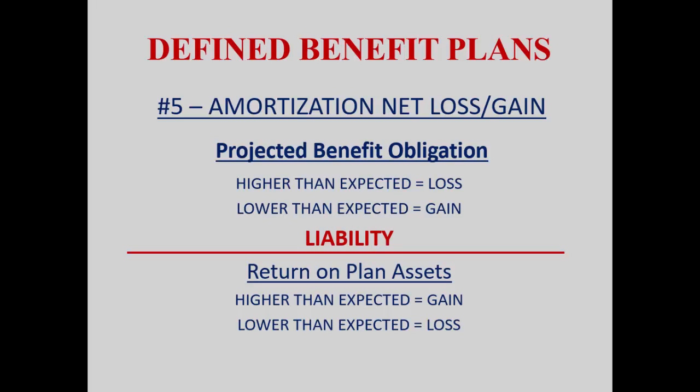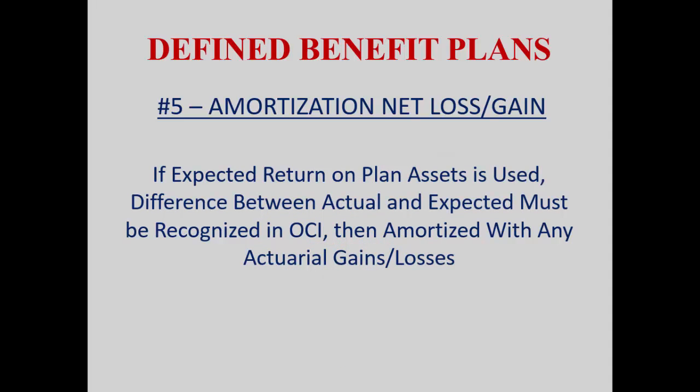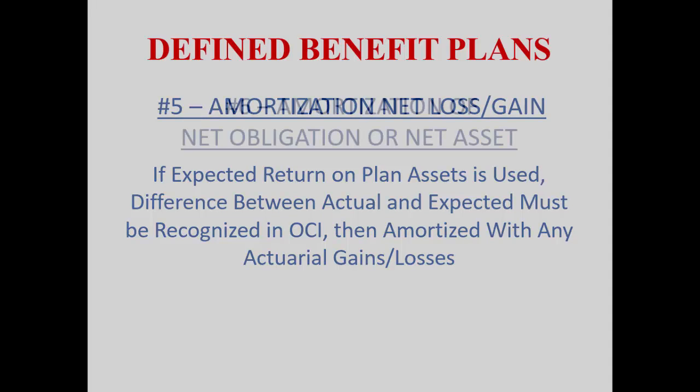The one above that would be considered a liability. Return on plan assets, that is your asset. So the PBO is your liability, the plan assets are the asset. Now, if the expected return on plan assets is used, the difference between the actual and the expected must be recognized in other comprehensive income, and then it's amortized with any actuarial gain or loss.